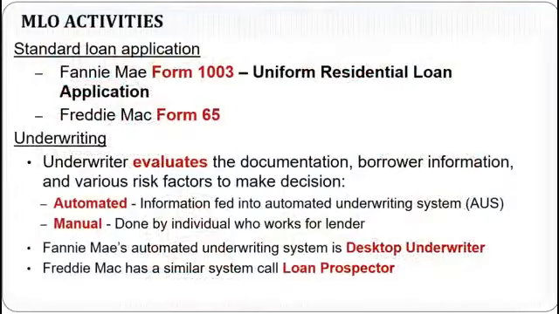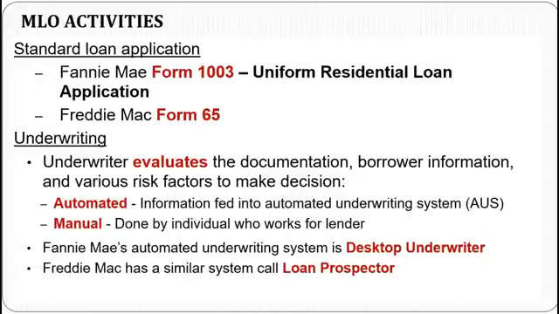Now, application, URLA, Uniform Residential Loan Application, URLA. You need to know the 2 main types of applications used in the industry. Fannie Mae uses one called a Form 1003. Freddie Mac uses one called a Form 65. You need to know who Fannie uses. You need to know who Freddie uses in the industry.